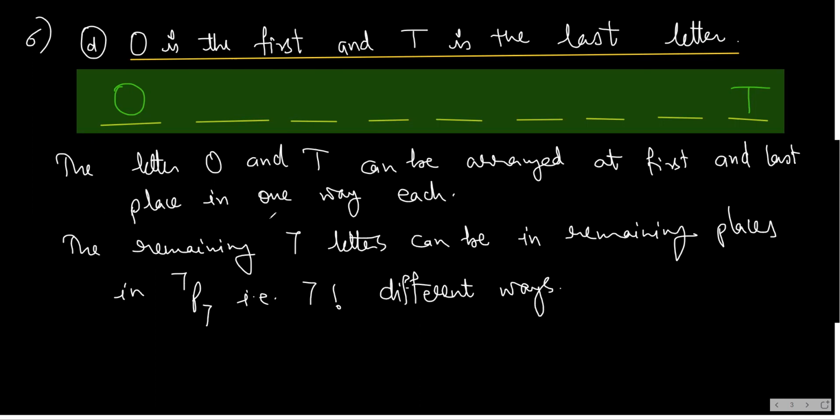Okay, now see here, you arranged O and T in one way each, and then you arrange the 7 letters in 7 positions in 7 factorial ways. So the total number of arrangements will be, you have to multiply this one way each with 7 factorial. Why multiply?